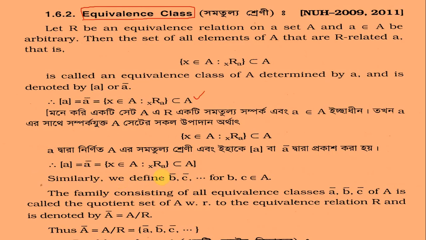Similarly, we define b bar, c bar for b, c belonging to A. The family consisting of all equivalence classes a bar, b bar, c bar of A is called the equivalence set of A with respect to the equivalence relation R and is denoted by A bar equals A divided by R. Thus, A bar equals A divided by R equals {a bar, b bar, c bar, etc.}. I hope all of my students understand the discussion.